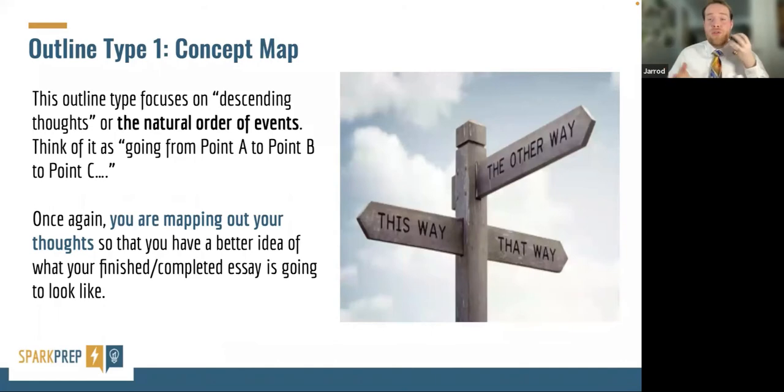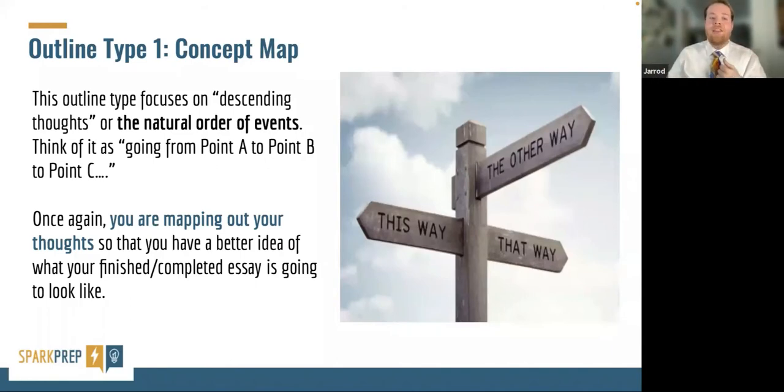So, thinking of students A, B, and C, we're going to jump into outline type 1, which is a concept map. This outline type focuses on descending thoughts, or the natural order of events. Think of it as going from point A to point B to point C, or, in other words, a beginning, a middle, and an end, just like a natural narrative goes.